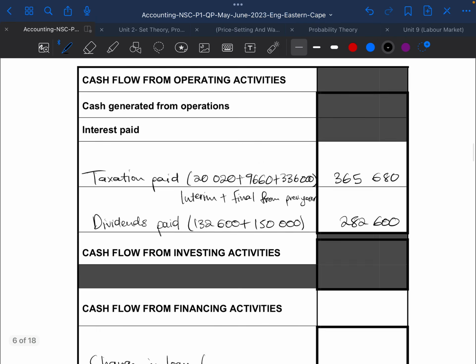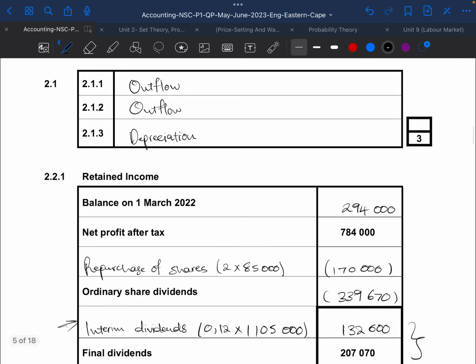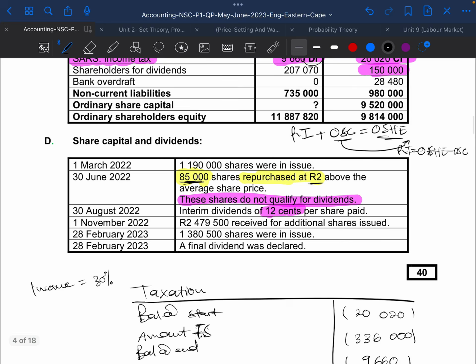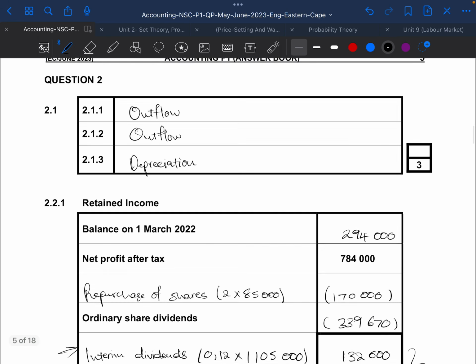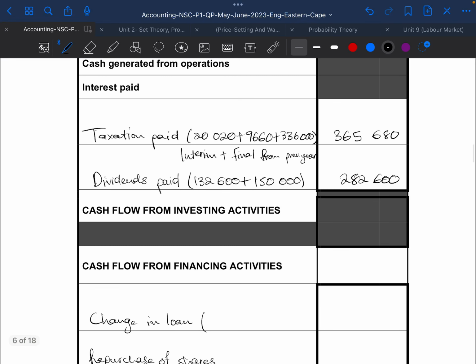Change in loan, you just compare the two amounts and see if it decreased or increased. Okay, so we have non-current liabilities. We're not given our loan directly. So we have 980 to 735. So the two amounts, now we have a loan amount that is much less than before. So that simply means we have paid a portion of the loan and it has decreased. So that simply means it's an outflow.